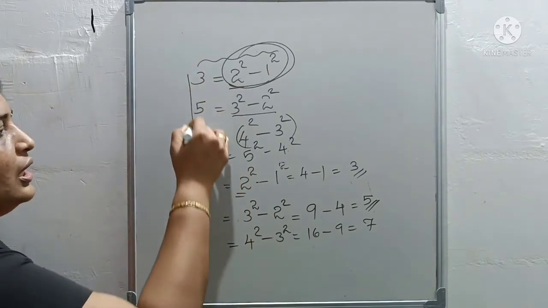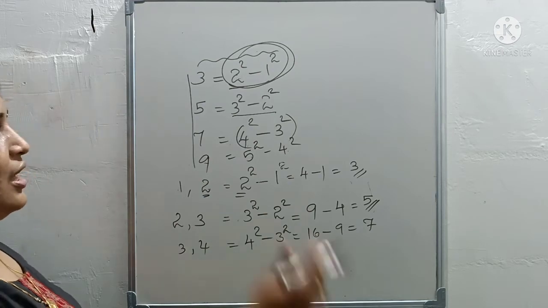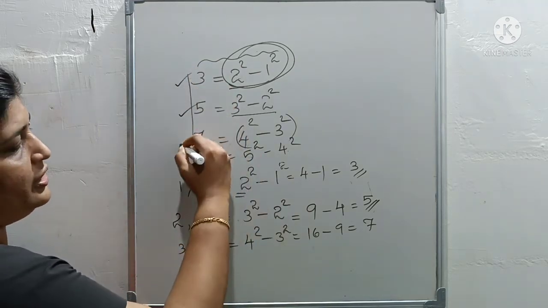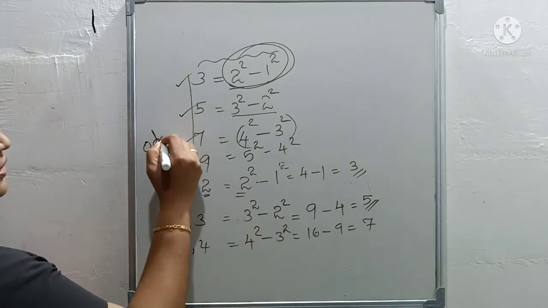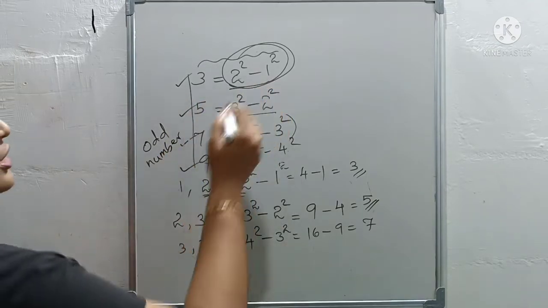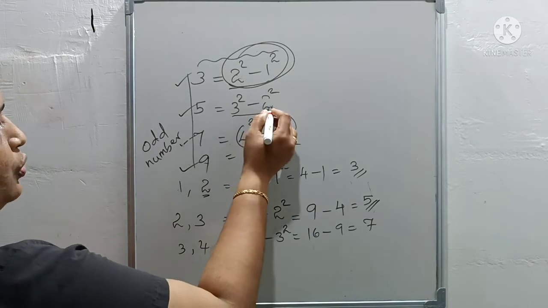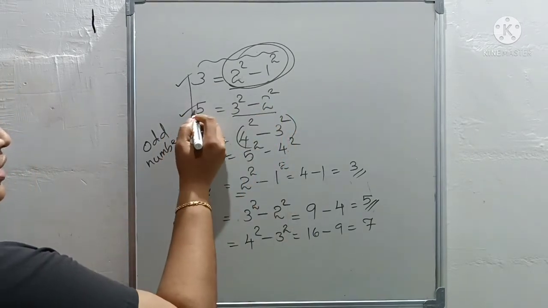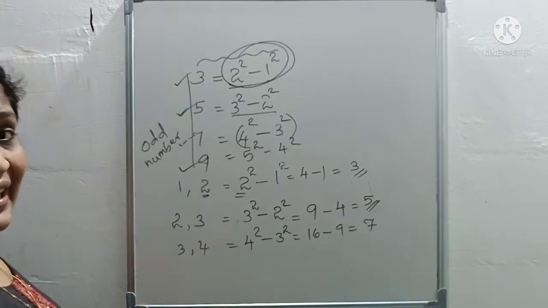Then what about the left hand side of this equation? We are writing continuously the odd numbers. These are odd numbers. That is, the difference between the squares of the next two natural numbers gives the second odd number, the third odd number, like that.